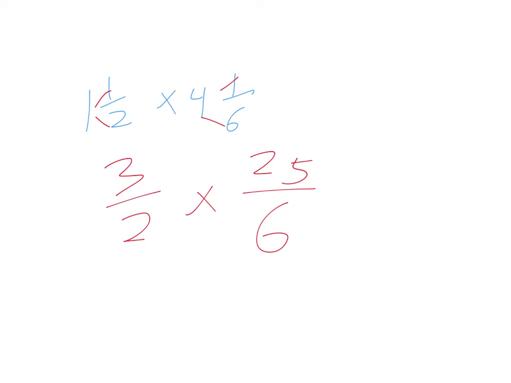But keep in mind, you can potentially cross-cancel, like 2 and 25, well, that's odd, so 2 can't go into either of those, that's not going to work, but 3 goes into 3 once, and 3 goes into 6 twice, so that might help us. 1 times 25 equals 25, 2 times 2 equals 4, so now we're left with 25/4.